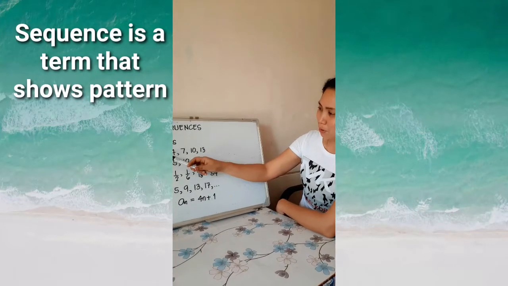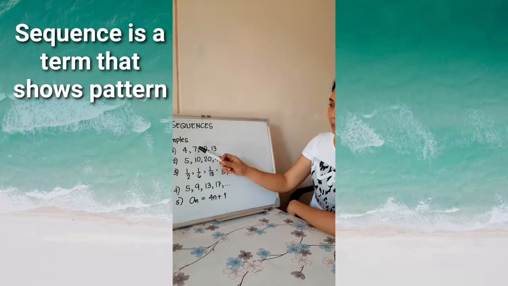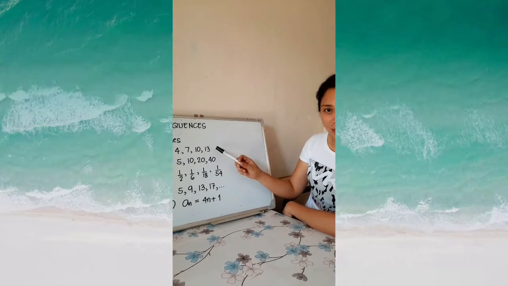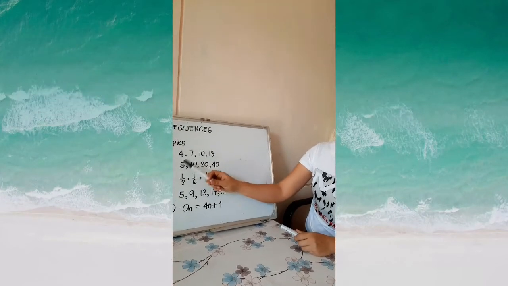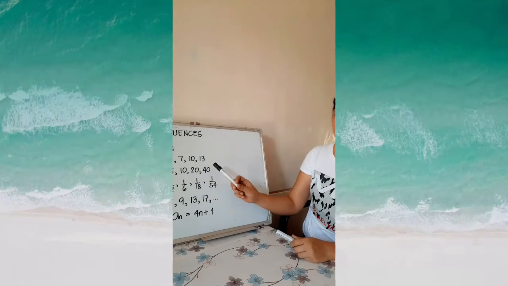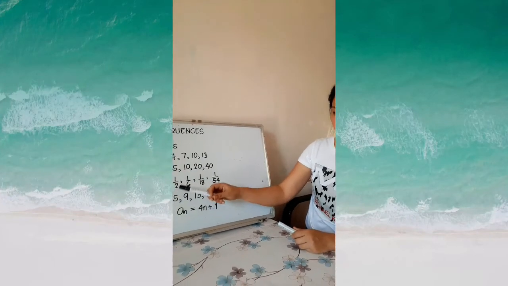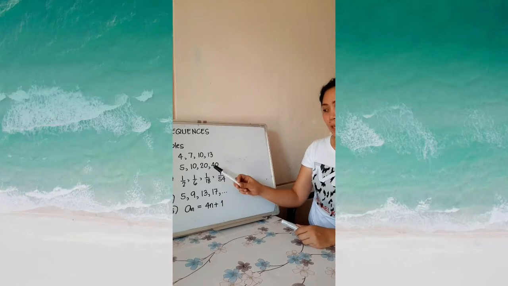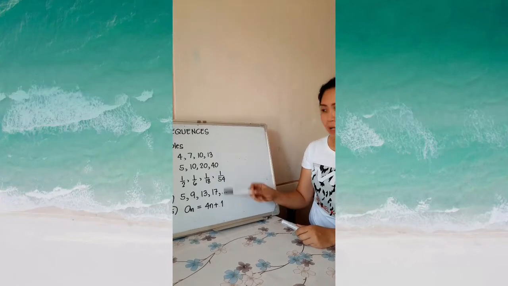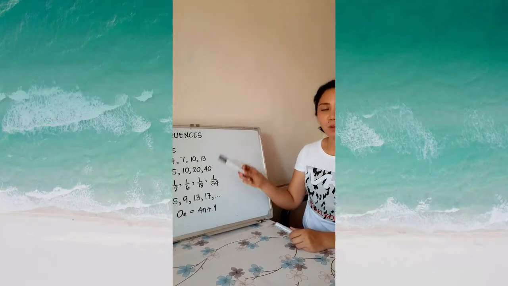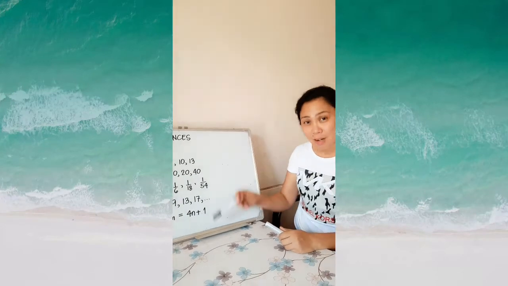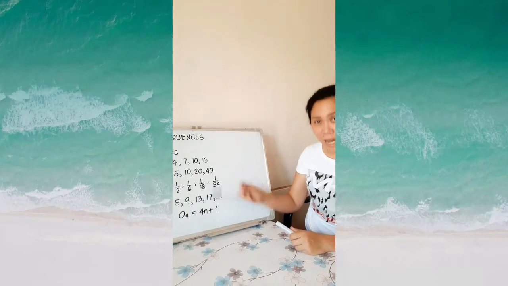We have example number 1: 4, 7, 10, 13. Example number 2: 5, 10, 20, 40. Number 3: 1/2, 1/6, 1/18, and 1/54, and so on and so forth. These are what we call examples of sequences because they show a pattern.